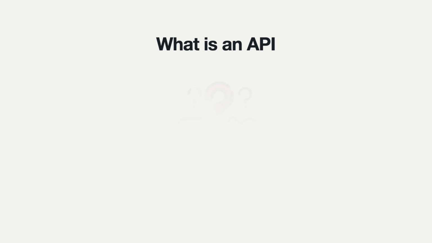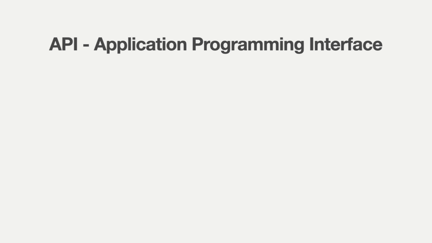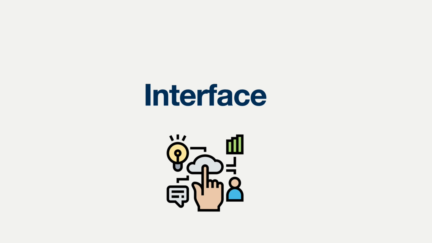So what exactly is an API? API stands for Application Programming Interface. Now, the keyword here is interface. An interface is a set of controls and methods you use to interact with something complex underneath, without needing to understand how that complex thing actually works.